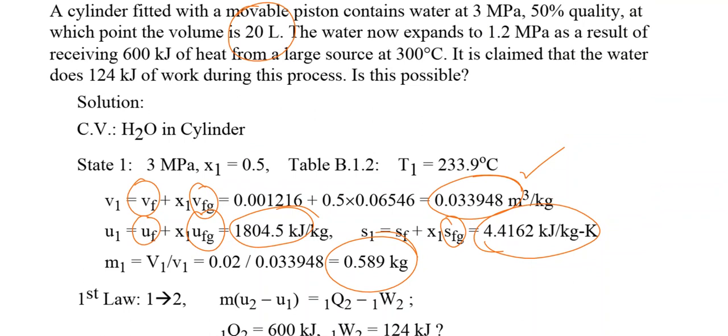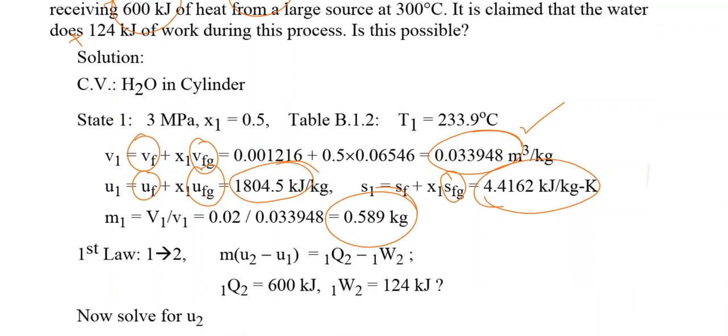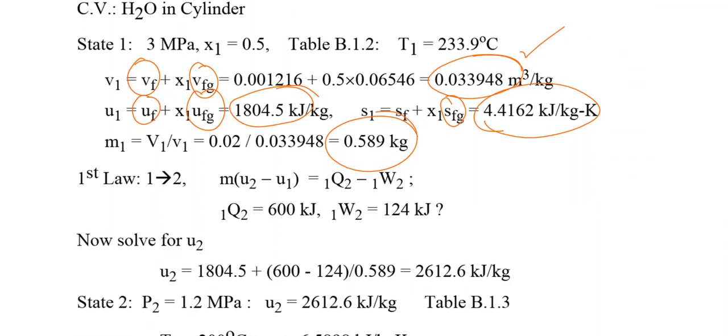So heat transfer has already been given, as a result of receiving heat. So the receiving heat would be positive. It is claimed that the water does work, which also would be positive. So we have positive work done and positive heat supplied over here.